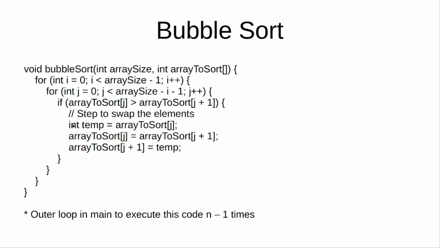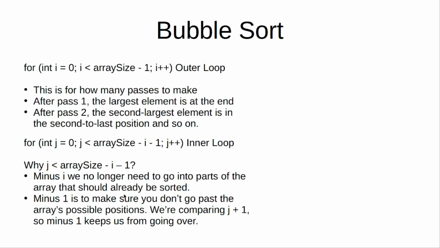And here's that step that I was telling you about earlier, where you have a temporary variable to hold a value so that it doesn't get overwritten or deleted at any step. It's safely held onto by this temporary variable, and it aids in the swapping. Okay, so the outer for loop tells us, like I mentioned before, how many passes to make. It is the size of the array.